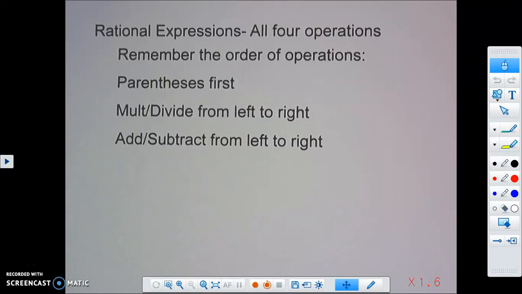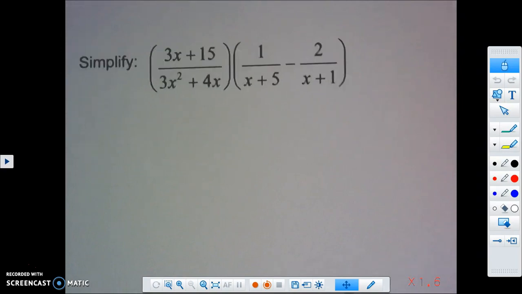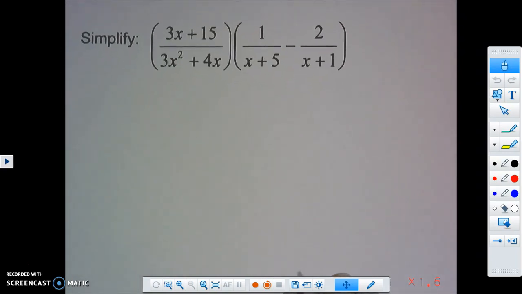Today we're going to be talking about rational expressions where we're putting all four operations together, so addition, subtraction, multiplication, and division. We just want to make sure that we're watching and remembering our order of operations. So that means we want to do parentheses first, then multiply and divide from left to right, and add and subtract from left to right.